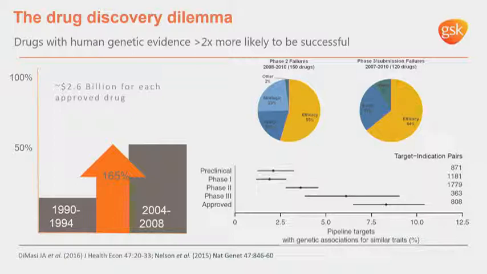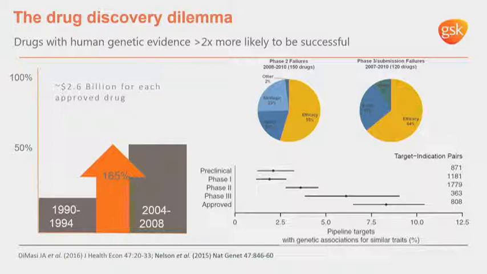Such that the estimates today are that it costs roughly about $2.6 billion for each new drug that is approved. And you can see that that's just between 1990 to 94, comparing that to where we had the latest data in 2004 to 2008. It's almost a 3 times increase in the overall cost.